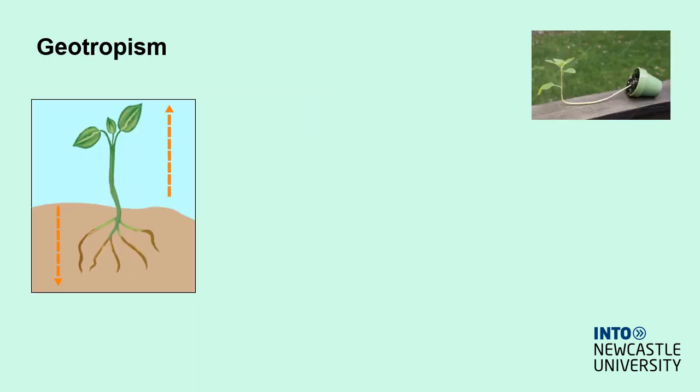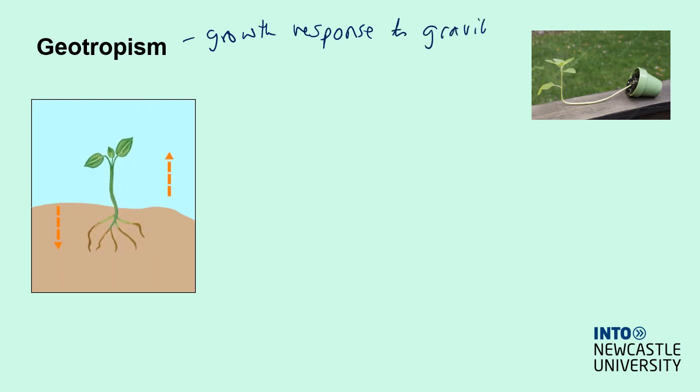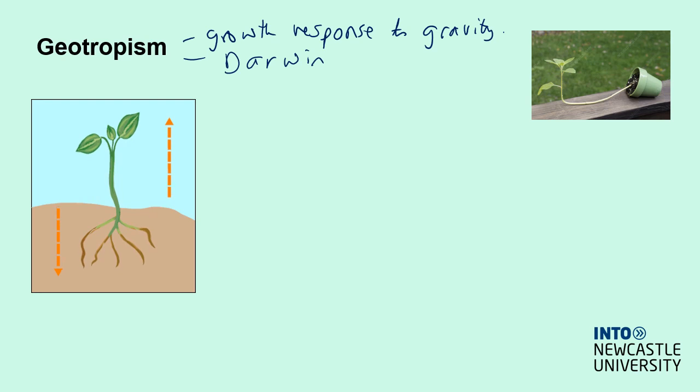So geotropism describes the growth response. So it's a growth response to gravity. So it's first a growth response to gravity, first described by Darwin. So Darwin, when he got back off his lovely voyage around the Galapagos in the Beagle, came back and did a lot of work on plant biology, worms, and barnacles. So he had a wide range of hobbies when he came back from his little trip.